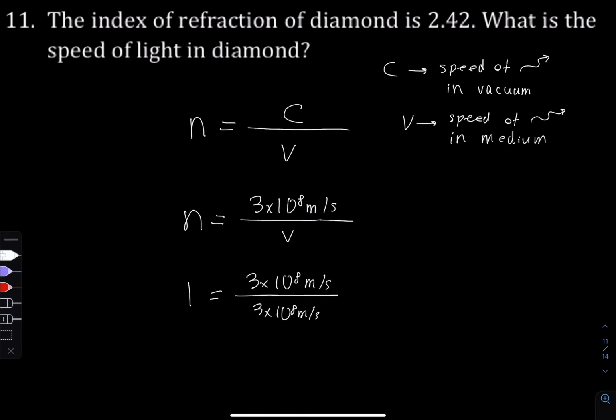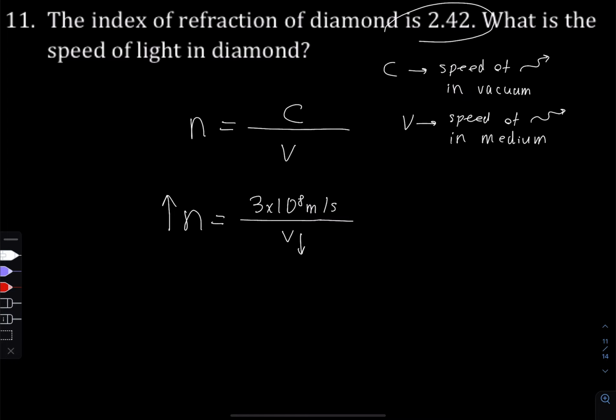Okay. But notice the relationship. The higher this number goes, the lower this number has to be. So the higher the index of refraction, the more we're going to impede the speed of light. So that's how you should conceptualize it. In this case, they say the index of refraction of diamond is 2.42. So n is 2.42. It's a pretty high n. That means this v should be pretty small relative to the actual speed of light.